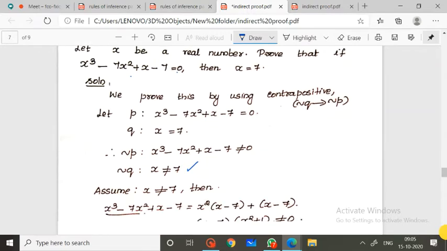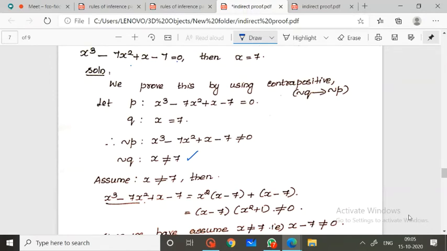Now we are going to take the contrapositive, the second condition. So negation Q implies negation P. In this we are assuming that negation Q is true, then we have to show that negation P is also true. There are two conditions. One is negation Q is true, then negation P is also true.